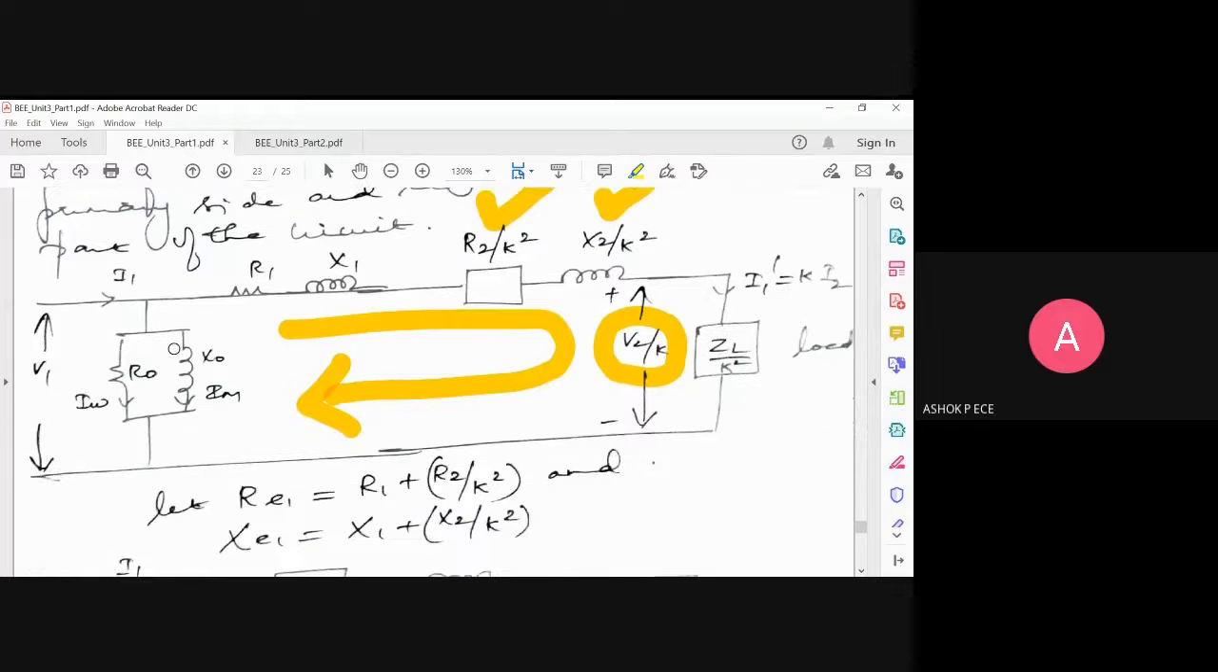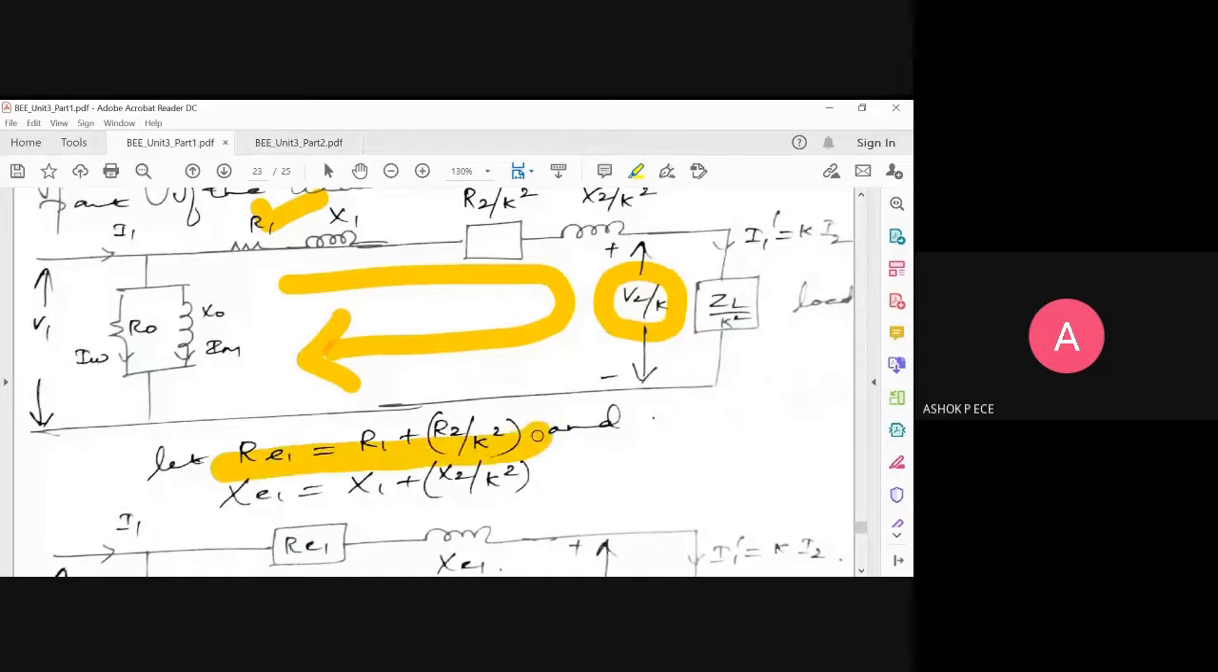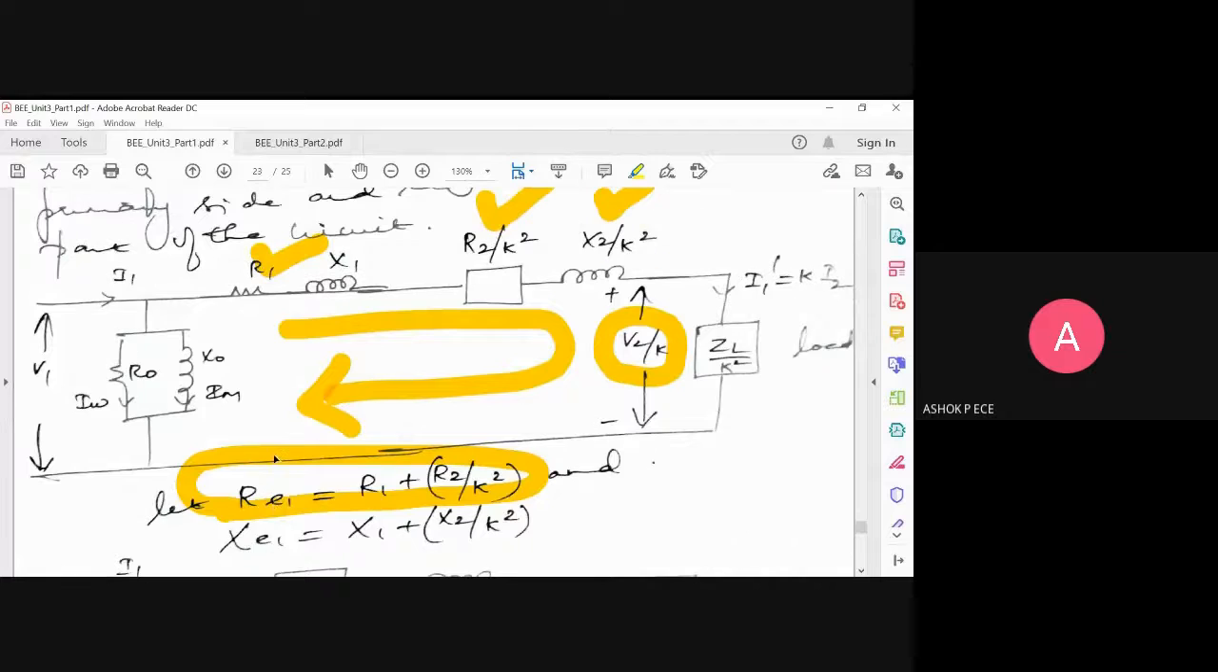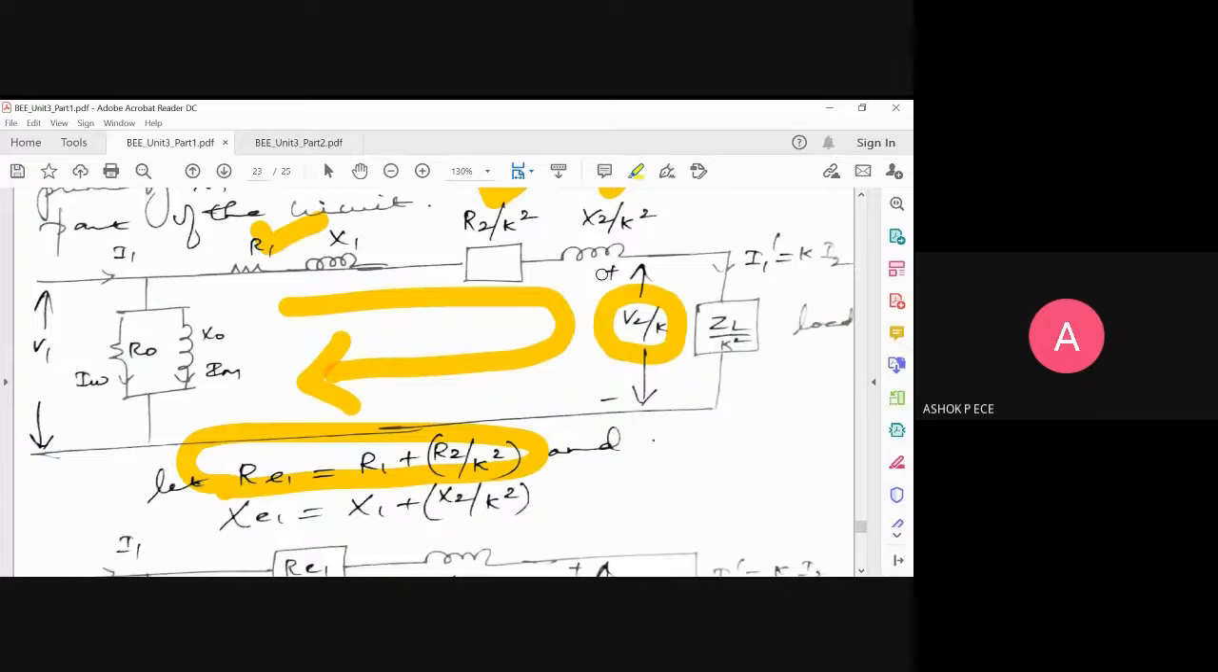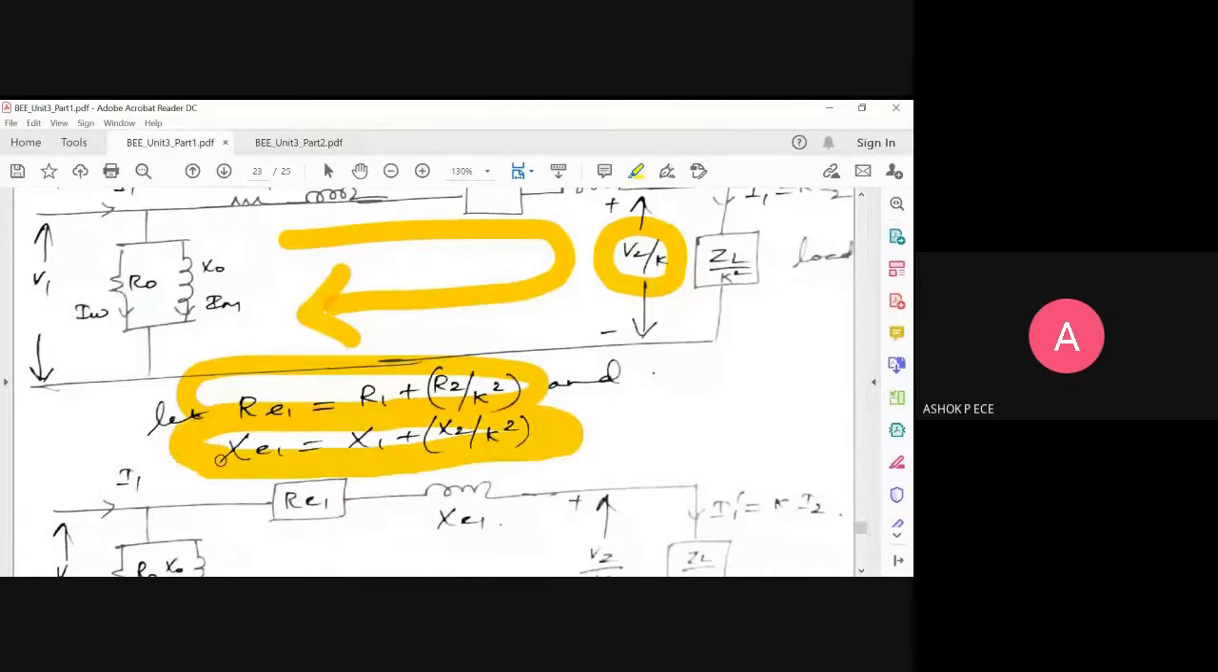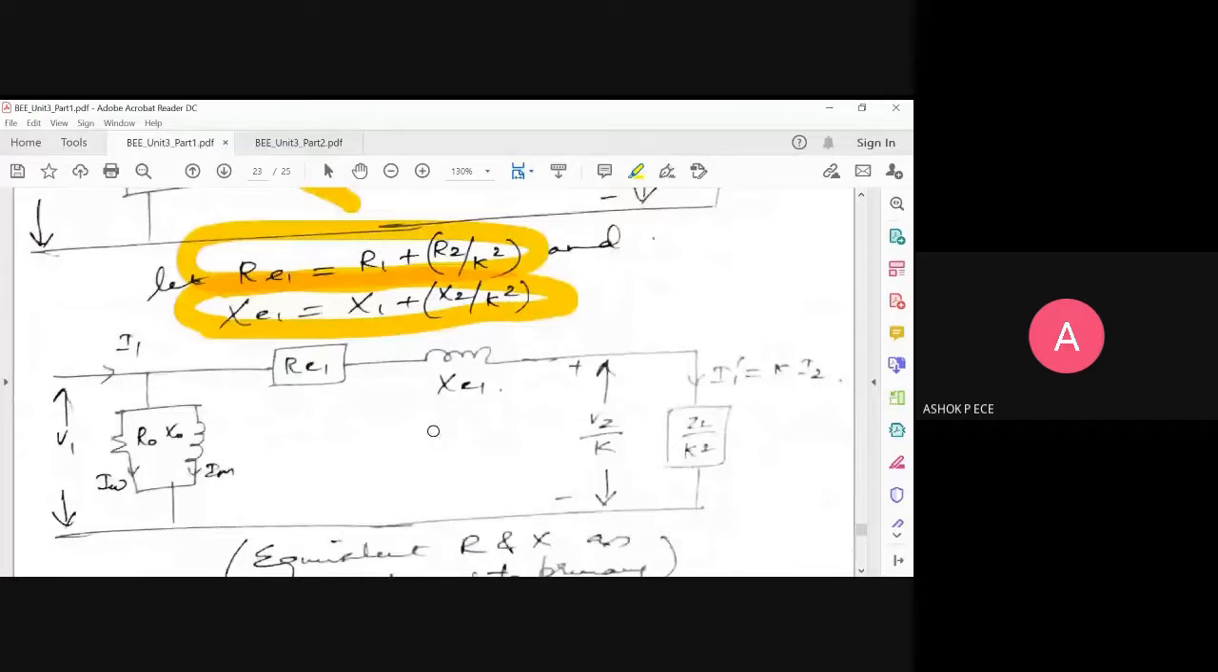So this is now a completely primary circuit. Secondary is also merged into this primary circuit. Now you see two resistances, R1 and R2 by K square, in series. So I represent them as a single resistance RE1. When resistances are in series, you add them: R1 plus R2 by K square, combined as a single resistance RE1. In the same way, X1 and X2 by K square, two inductors in series, I replace by XE1. Now the circuit becomes even simpler.